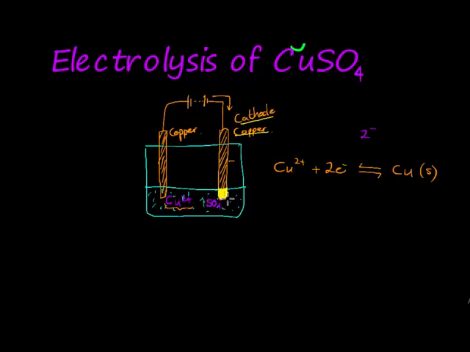Okay, so for example, if I wanted to plate a spoon with copper, a metal spoon, I could let a current pass into a copper sulfate solution and it will produce a plating.